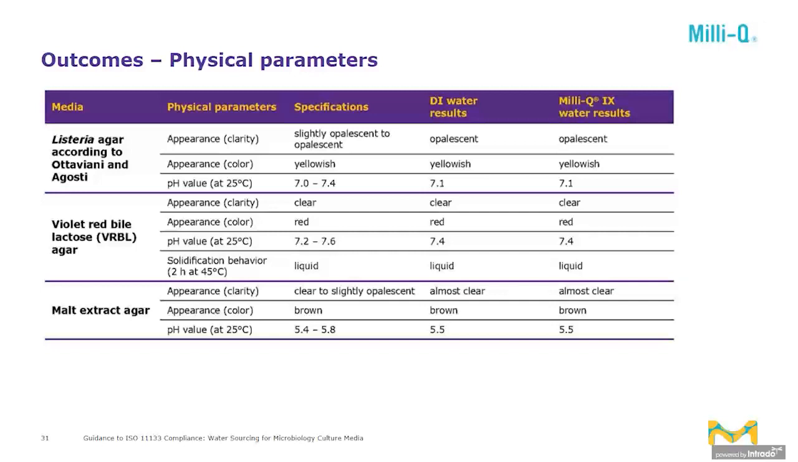So first of all, all 7 media were prepared with the 2 different types of water. The first thing they did was look at the physical parameters, such as the color, the pH and the clarity, for example, the appearance. And what they observed was that both water sources gave absolutely similar results for all 7 of the media tested. Here I'm not showing all 7, just for convenience and not to bore you too much.